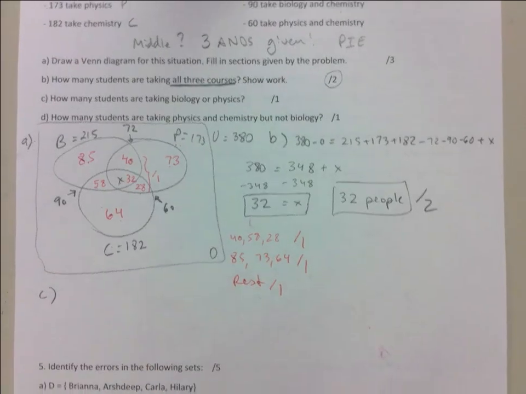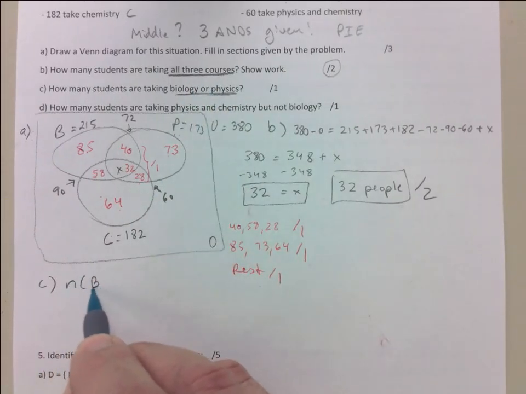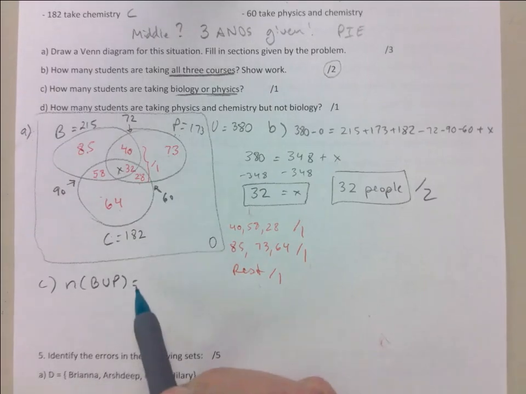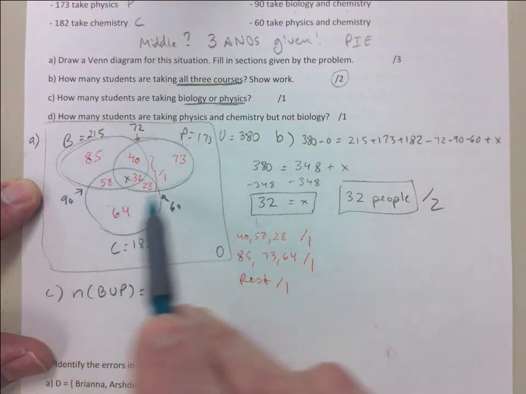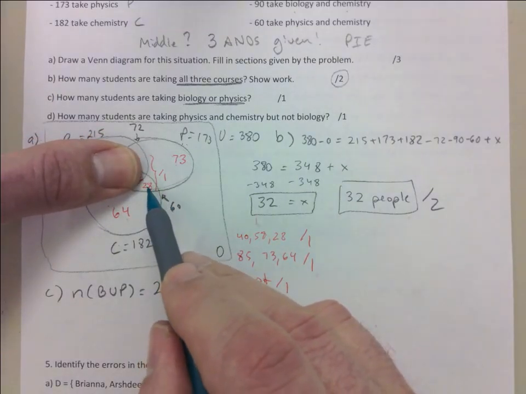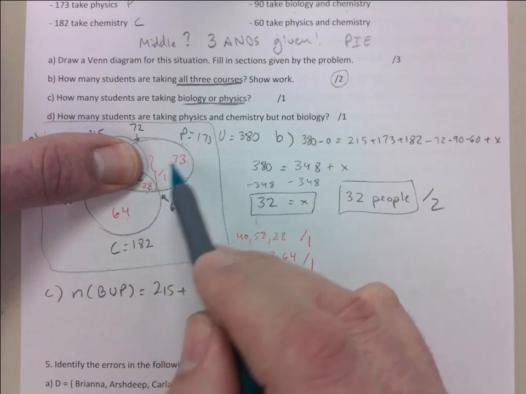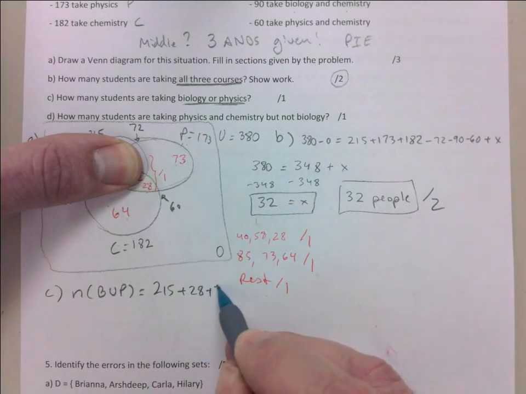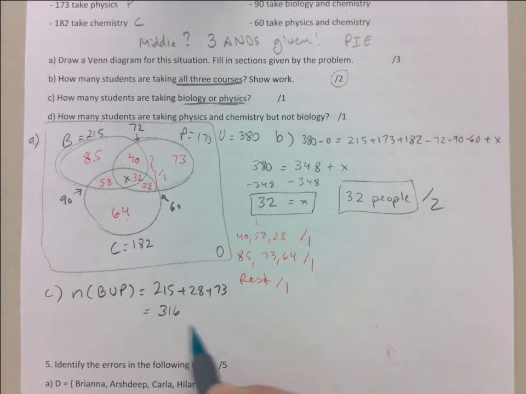C. Next, how many students are taking bio or physics? What is that talking about? It's bio or physics. So I need to go and add up those 2, bio or physics. So we're talking about those 2 sets combined. I'm going to go 215 plus 28 and 73, right? So I got to add everything up. I know that this is already 215. So 28 and 73 on top of that. That gives you, where is C here? 316. That's what I got. 316 students.